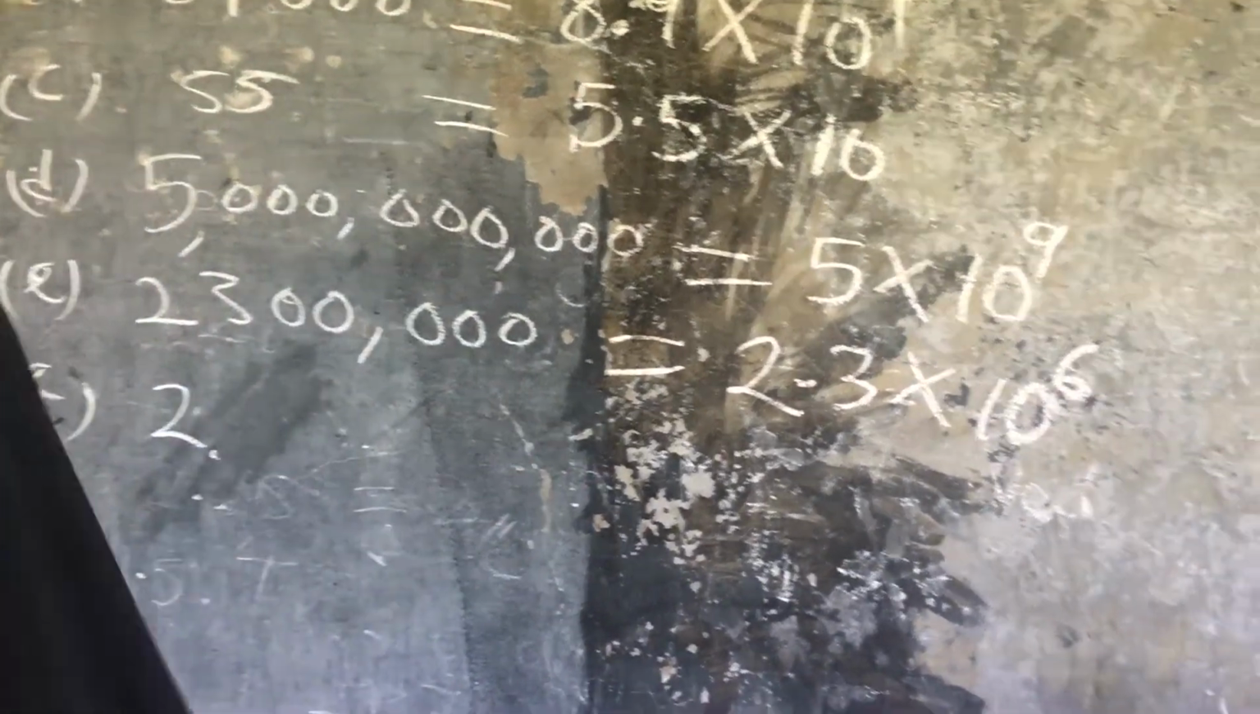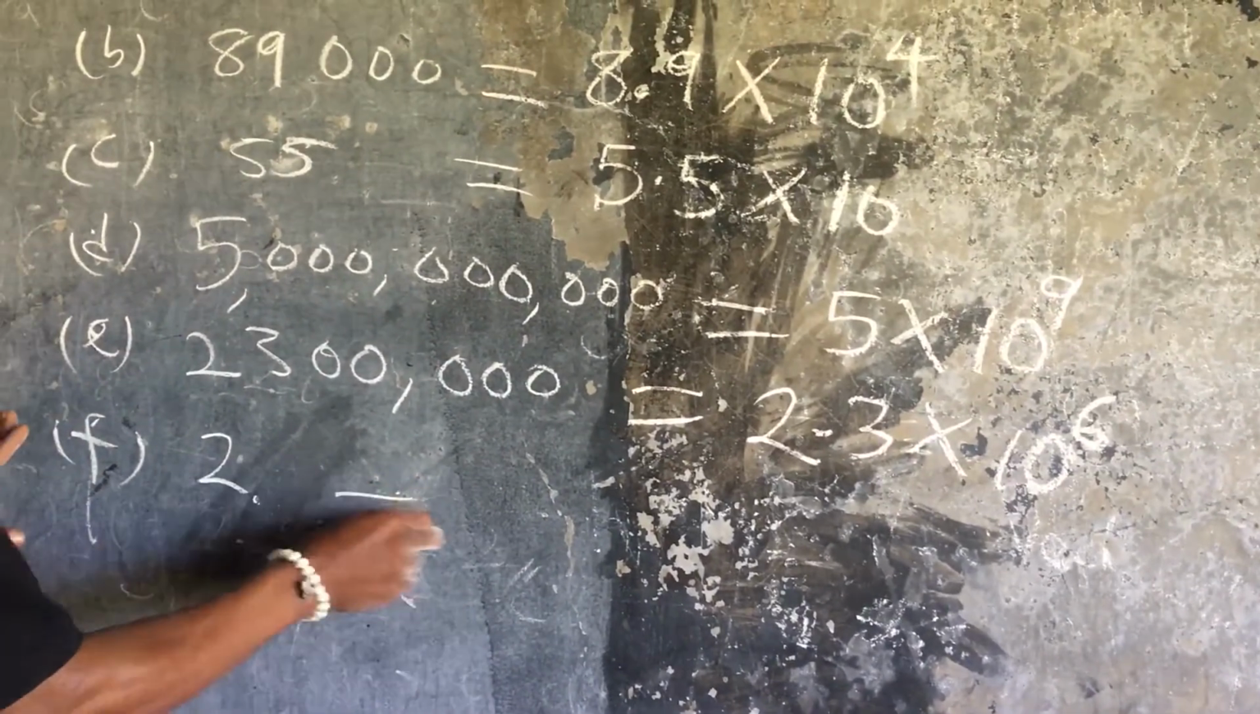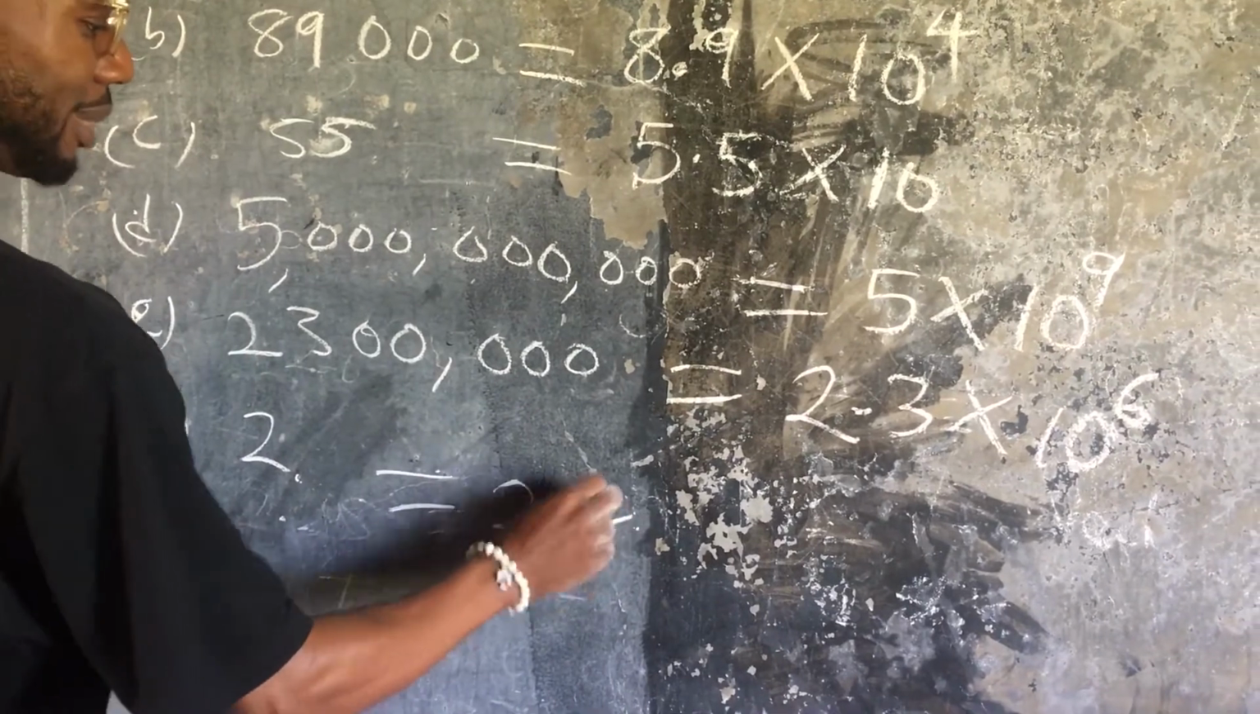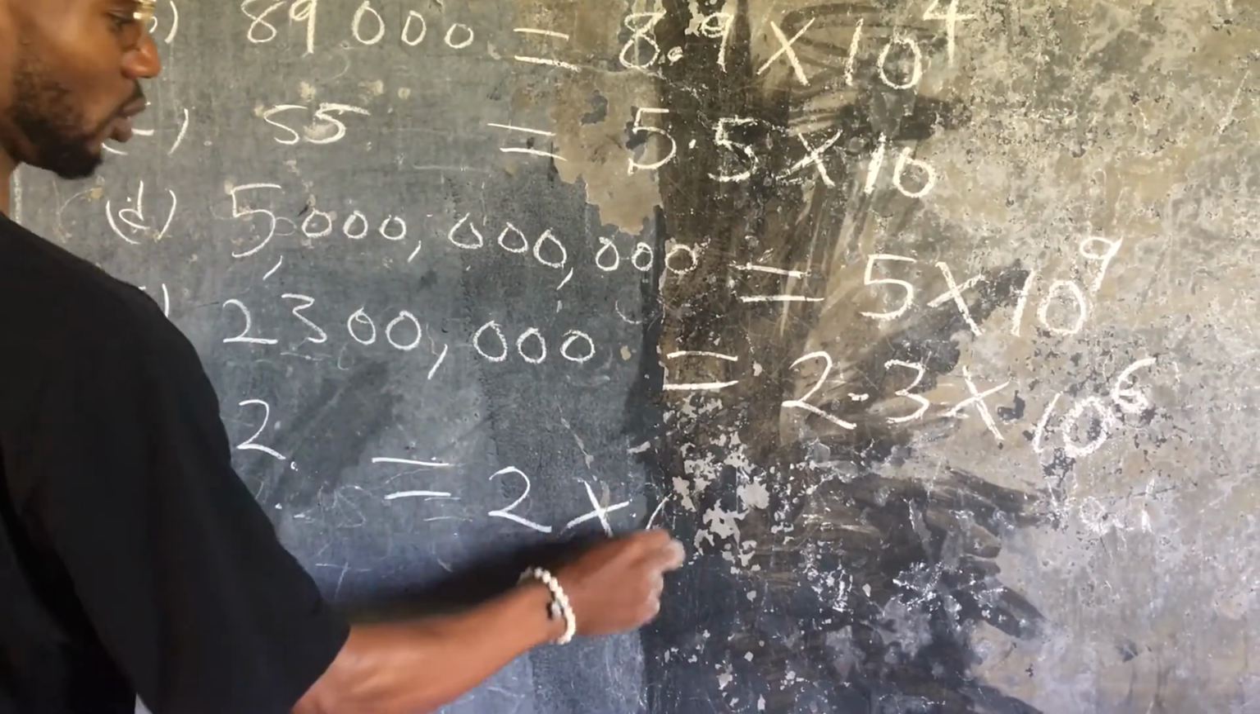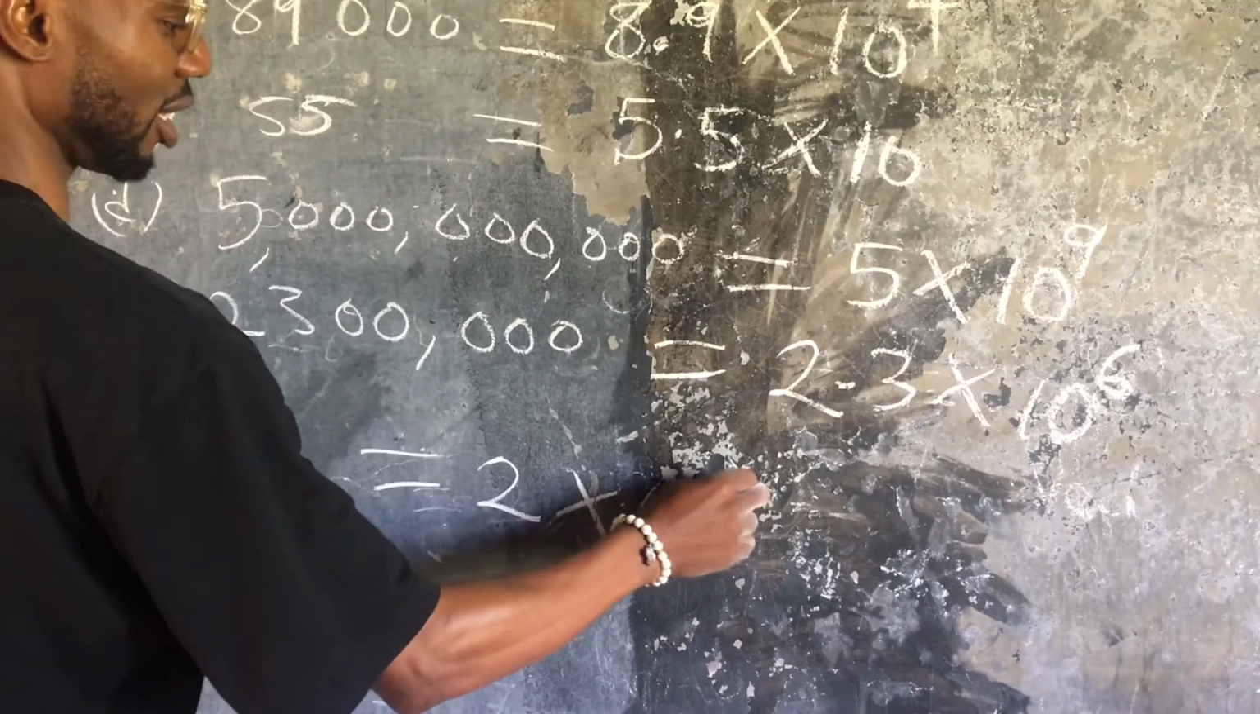So I will do that. And then see this one. This one is 2. So we will just say 2 times 10. Nothing will move now. So we will say times 10 raised to power 0.